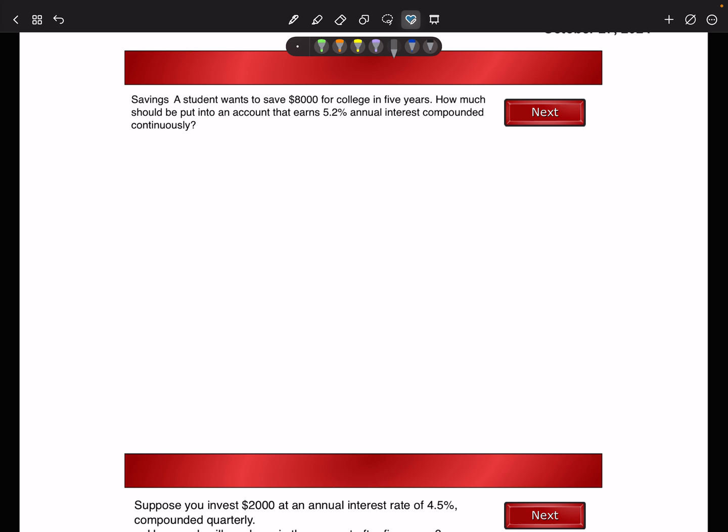Okay, we have another problem. Let's see if you can get this next problem. A student wants to save $8,000 for college in 5 years. How much should be put into an account that earns 5.2% annual interest compounded continuously?